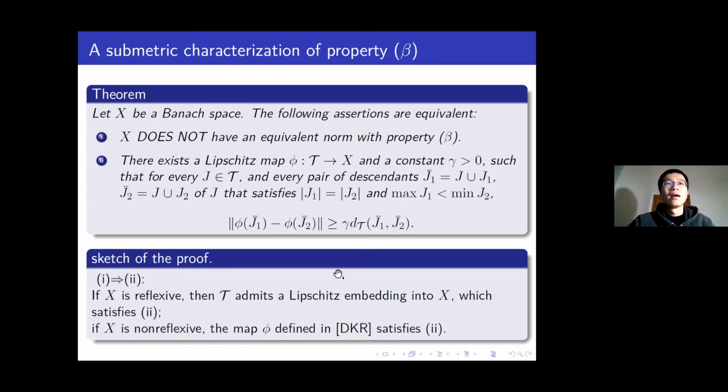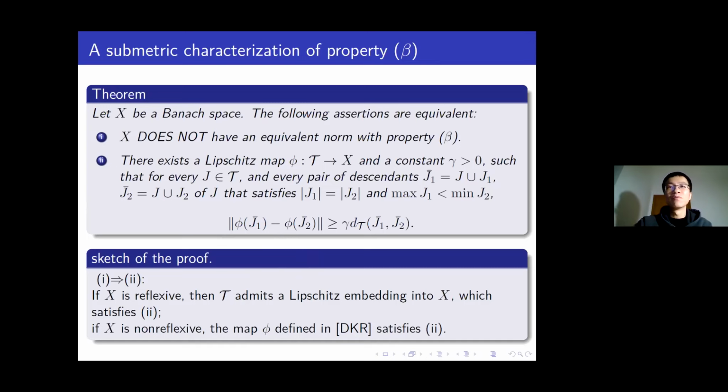One implies two. When X doesn't have an equivalent norm with property beta, then you can separate it into two cases. Case one is if X is reflexive, then you use Baudier, Lancien, and Cartan's characterization. You know the countably branching tree Lipschitz embeds into X, and of course a Lipschitz embedding satisfies item 2. If X is non-reflexive, then you use the lemma. You use the James characterization of reflexivity.